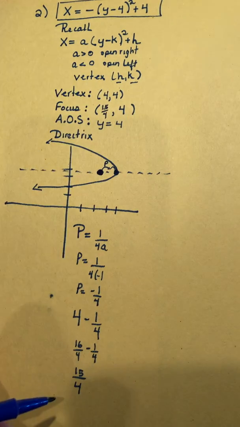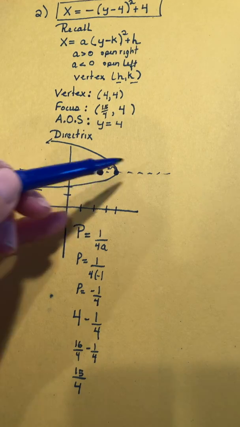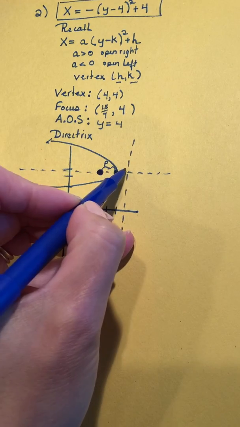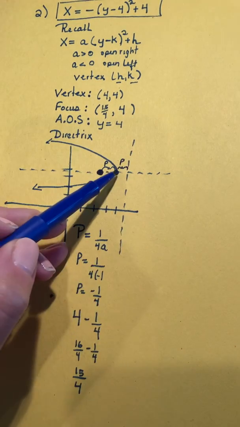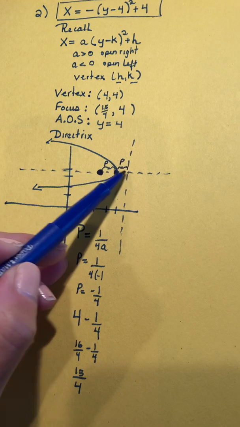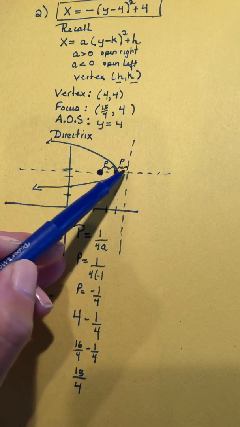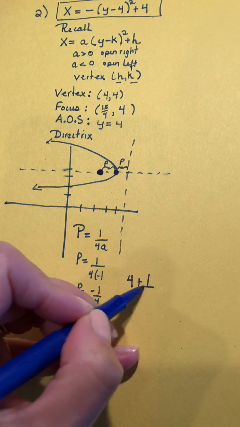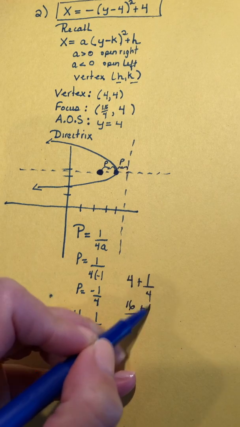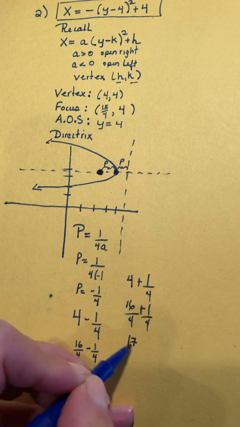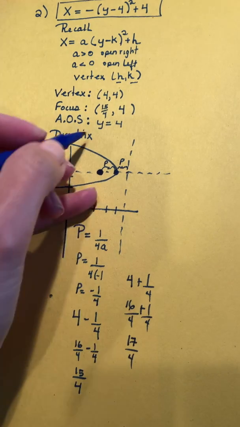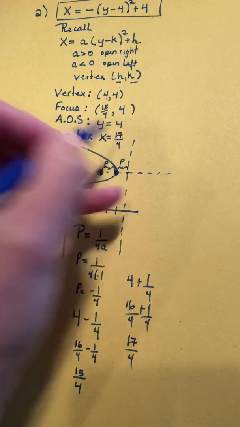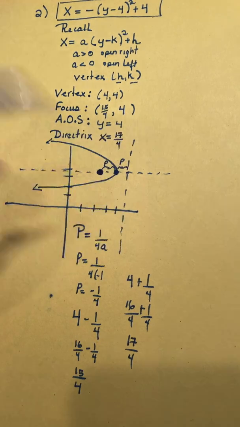Now the directrix, remember, is going to be on the other side of the parabola, somewhere down here, and it's also going to be p units away from the vertex. So what I need to do here is add 1/4 to the x value. Whatever the value is, 4, I have to add 1/4 to that, but that's 16 over 4 plus 1 over 4. I know the directrix is at 17 over 4. So the equation for the directrix is x equals 17 over 4 because that is a vertical line, okay?